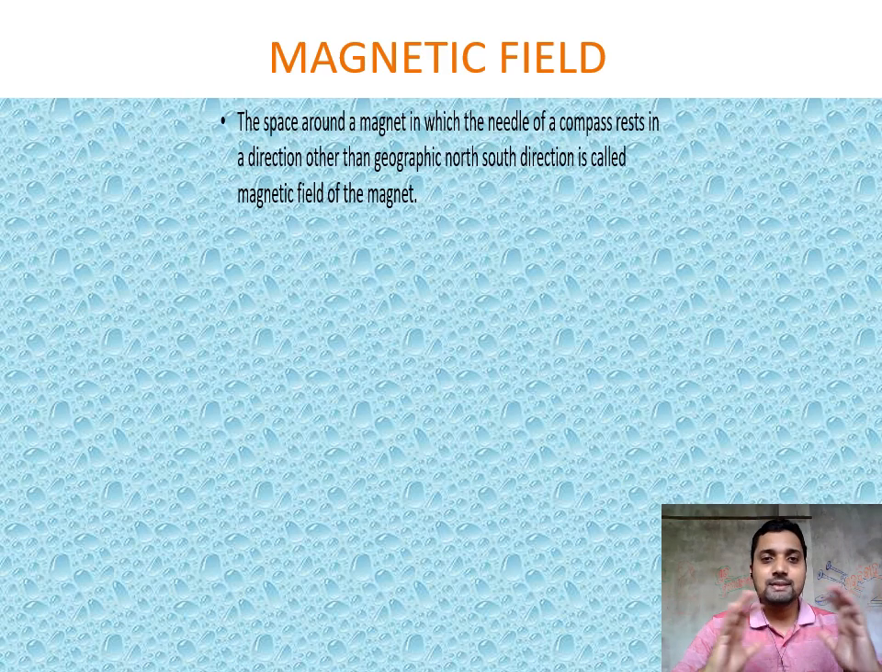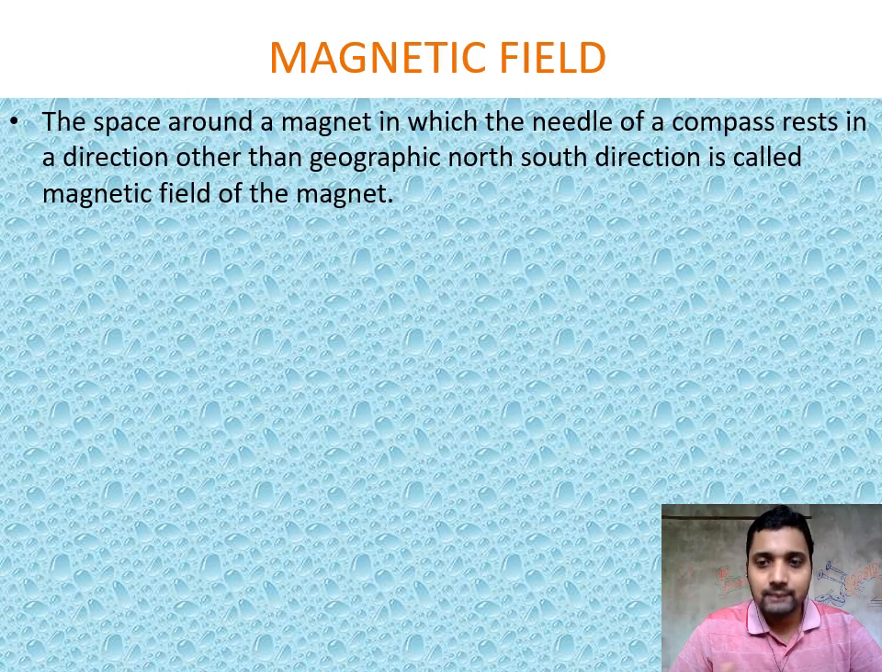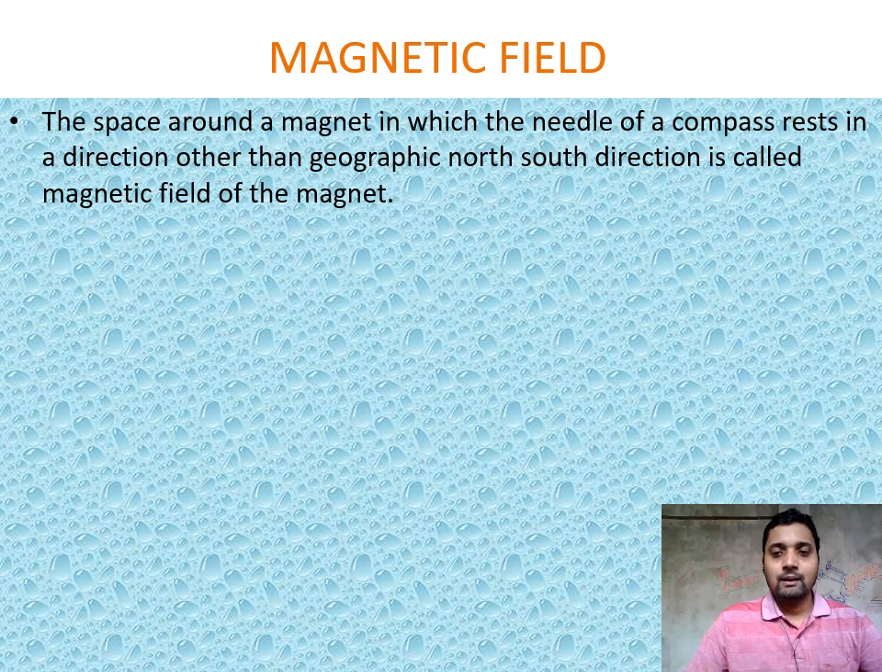Magnetic field means the space around the magnet where magnetic force can be experienced, or the space around a magnet in which the needle of a compass. What is a compass? A magnetic compass is used to know the pole of a magnet. This compass is also used to know the direction when we are going in a ship or aeroplane. The space around a magnet in which the needle of a compass points in a direction other than geographic north and south. That means a magnetic compass always remains in the north-south direction, but once it comes into the magnetic field, it can go in any direction, because then it will show the direction from north to south of a bar magnet, or the north and south of a U-shaped magnet, a horseshoe magnet.